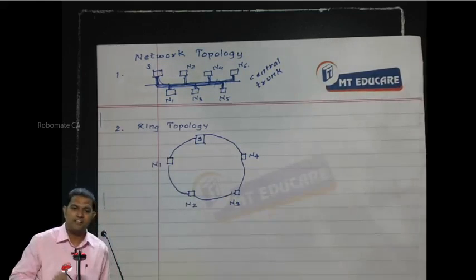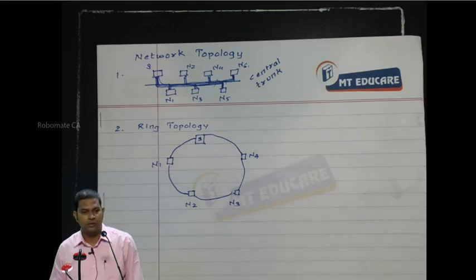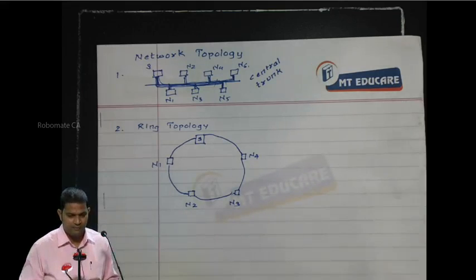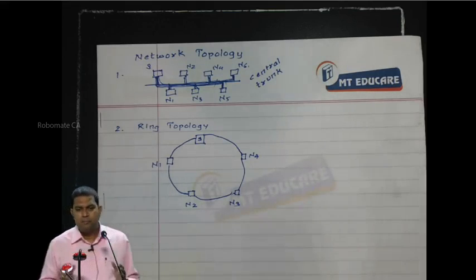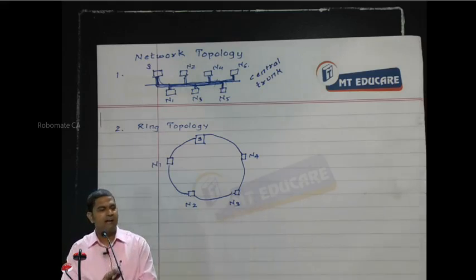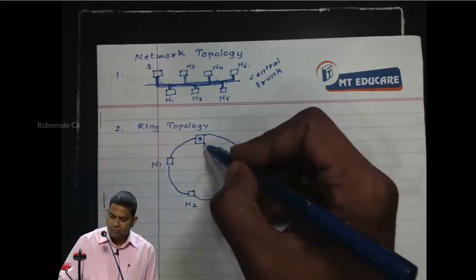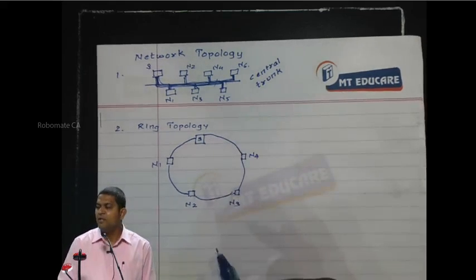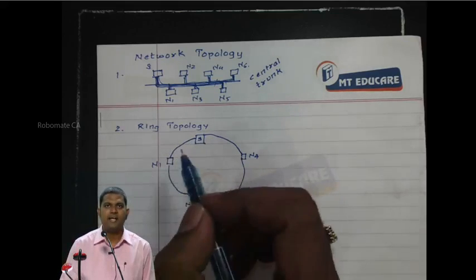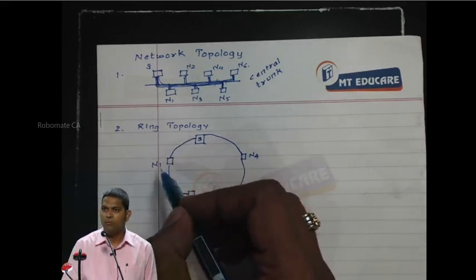Now how will the data be transferred then? Data is transferred in ring topology using a concept of token passing method. Here data is passed in the form of packets, data packets, and a token will be attached to that particular packet. Now suppose server wants to transfer data to N3. So server will put the tag of N3 and it will send the data. It can send data only to N1. So it is sending the data to N1.